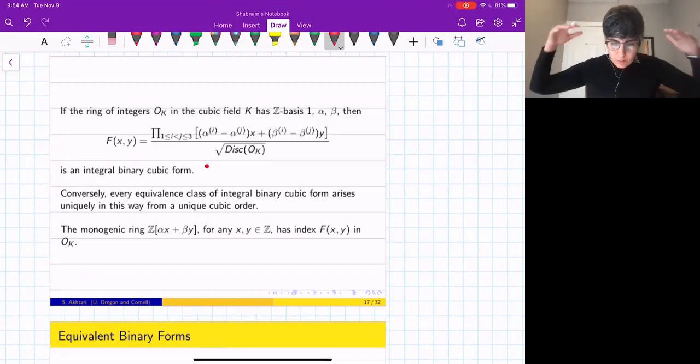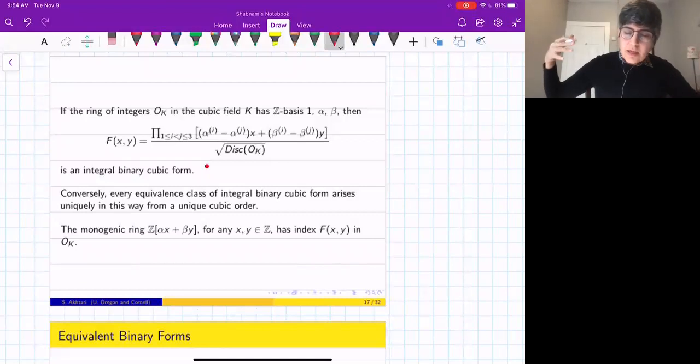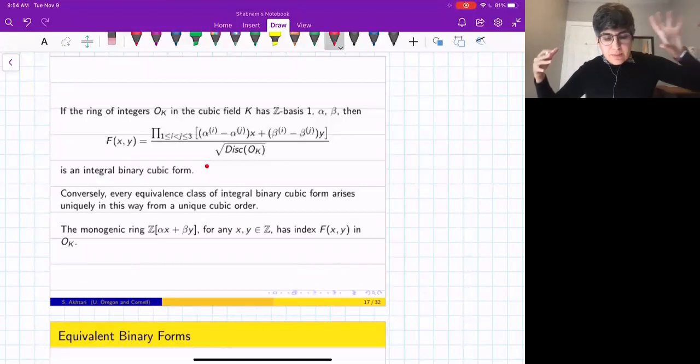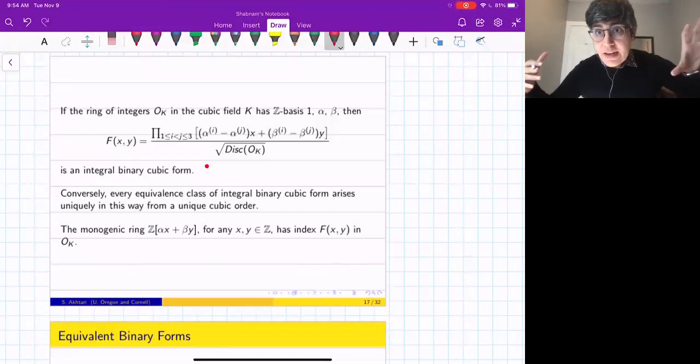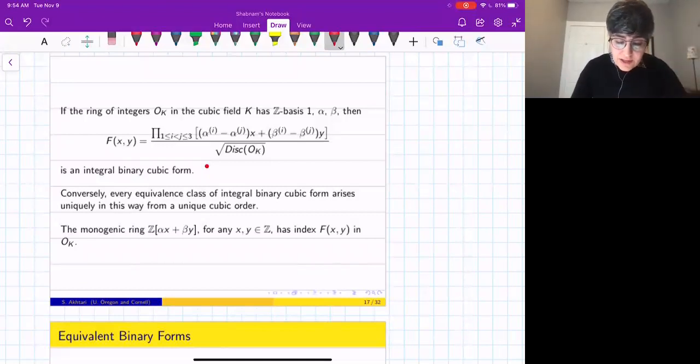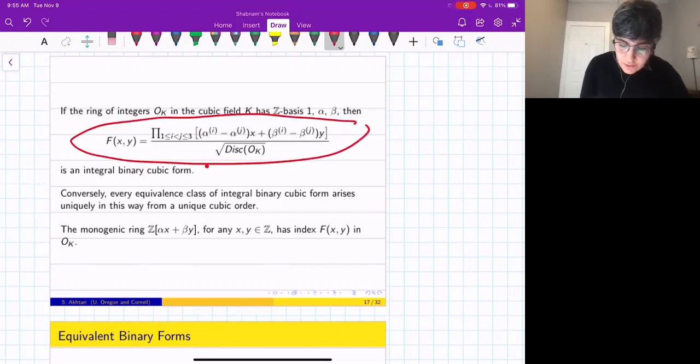So an index form can be seen as a Thue equation. A Thue equation is something that comes from a cubic binary form. But the very, very important thing here is that every equivalence class of integral cubic form actually gives you a ring that way. Why? Because you can look at your binary form and realize it like that, and then this alpha i and beta j will give you the basis, together with 1, that is the integral basis you are looking for.